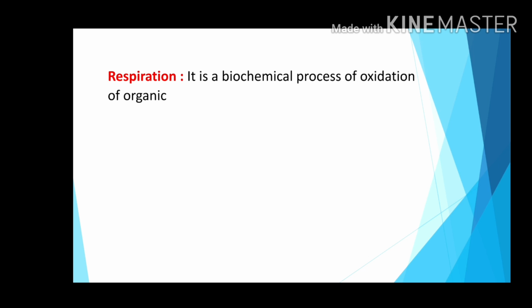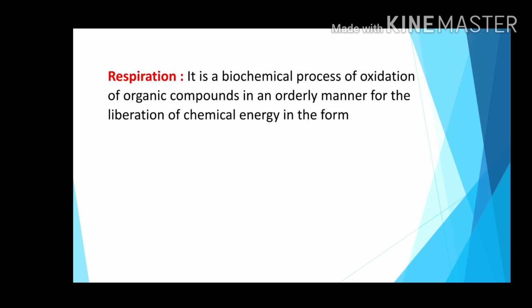It can be defined as a biochemical process of oxidation of organic compounds in an orderly manner for liberation of chemical energy in the form of ATP. Now, what do you mean by this orderly manner? There are a series of reactions where the food material with the help of oxygen is broken down to give you your 38 ATP molecules of energy. This can take place in a stepwise and sequential manner. The whole energy is not released at once. In one single step, you will not get those 38 molecules.